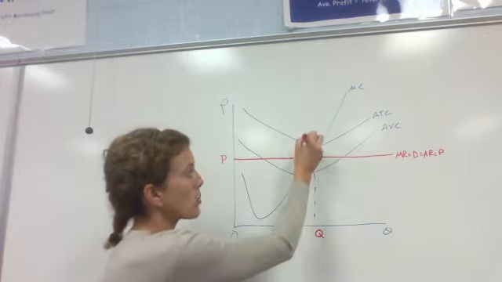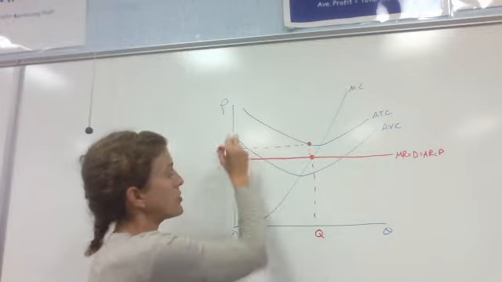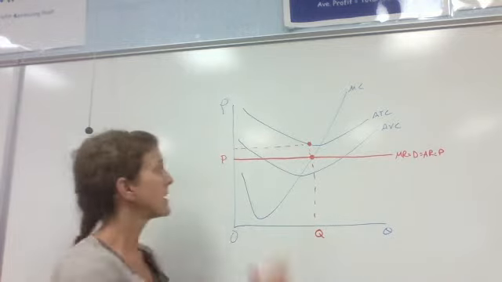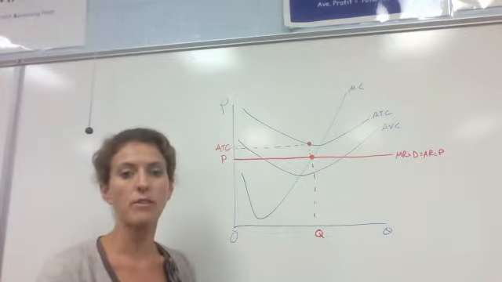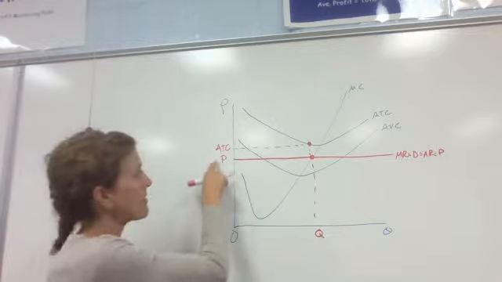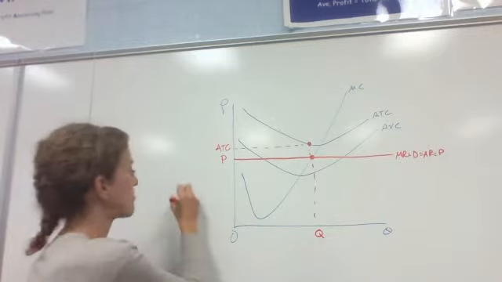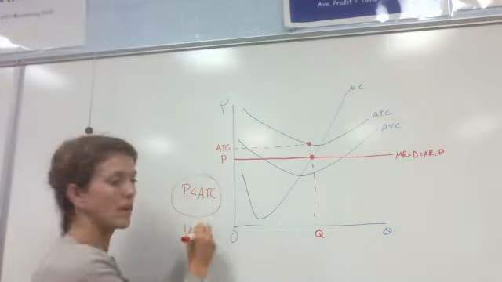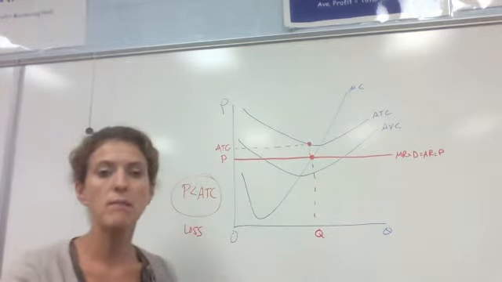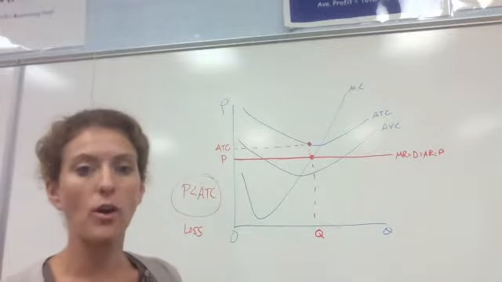Okay, from there, we're going to pull across a line over to our price axis, and we're going to see that the number that would be the average total cost would be higher than the price. So in this case, we have a firm that's earning losses because the price is less than the average total cost. Okay, the reason why this is loss minimizing is that this firm should stay open.